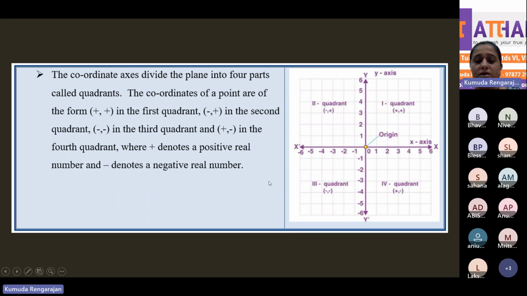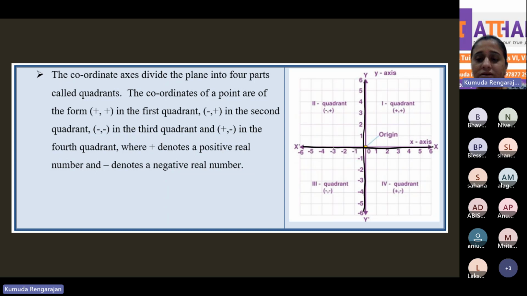So if you don't find the point in any one of these four quadrants, it doesn't mean that there is no point at all. A point can also lie on the x-axis or on the y-axis. These are also locations. Now, the x-axis is not a part of any quadrant. The y-axis, this line, is not a part of any quadrant.